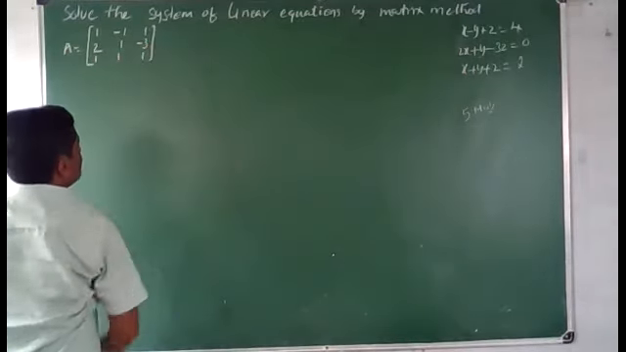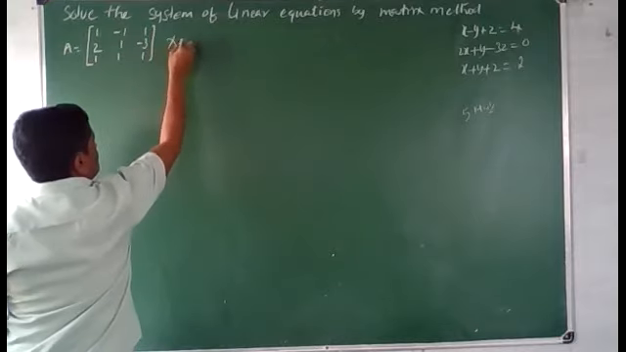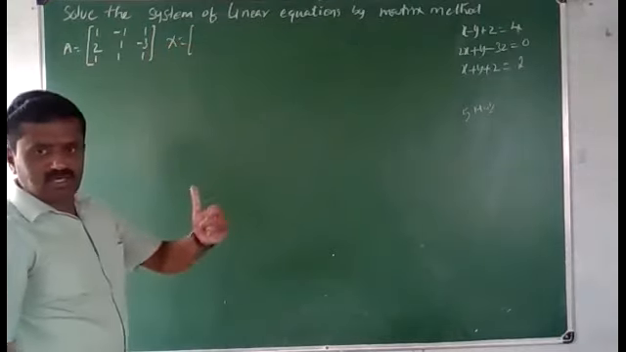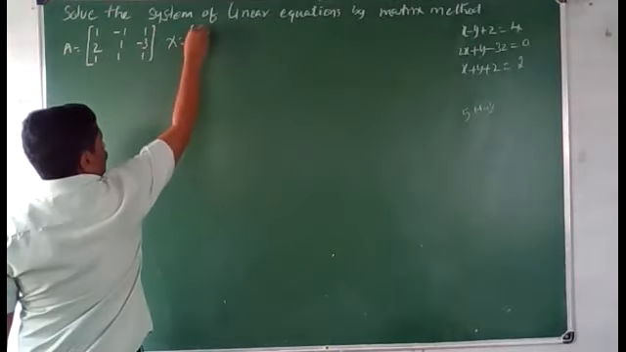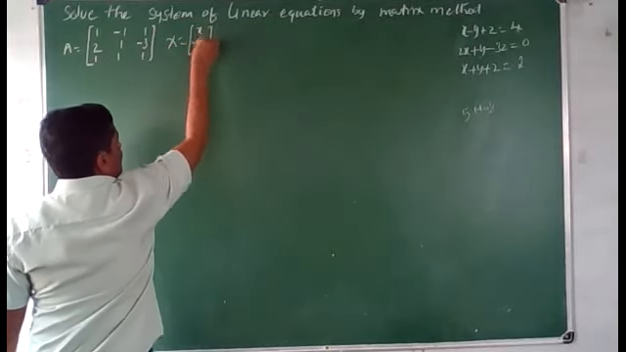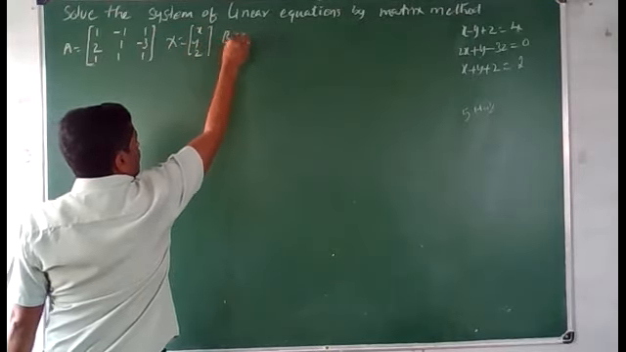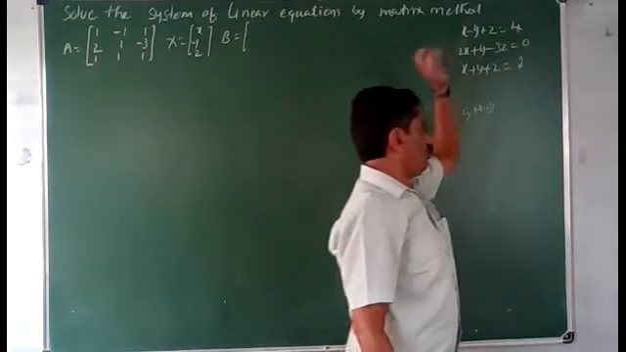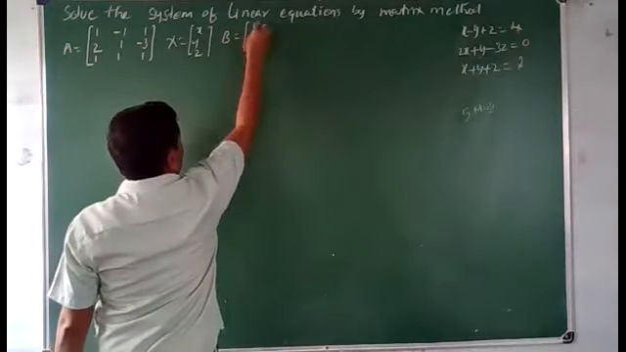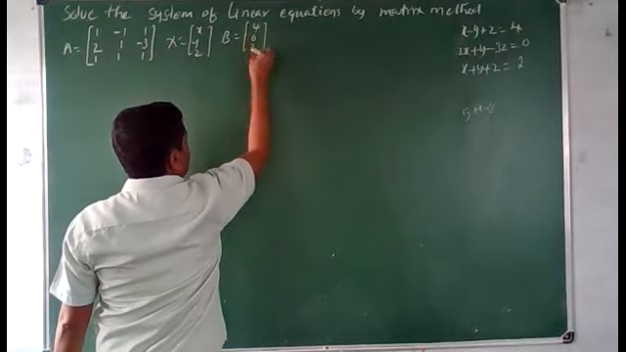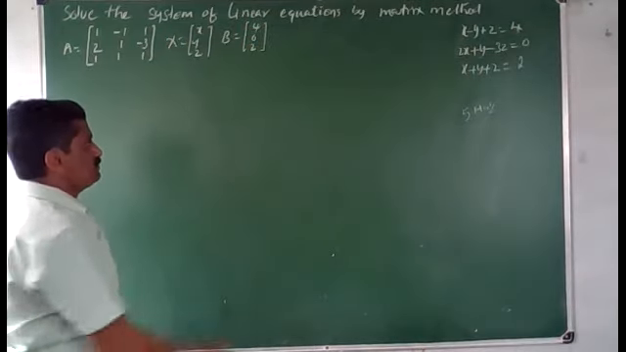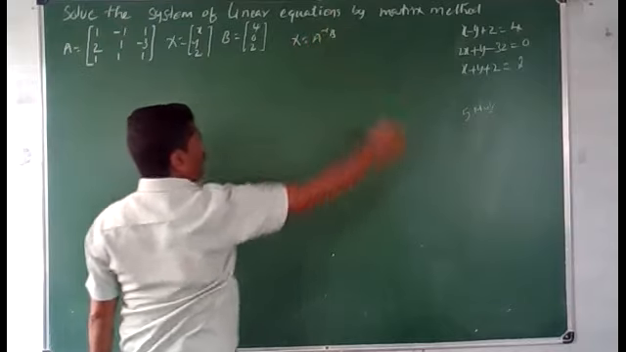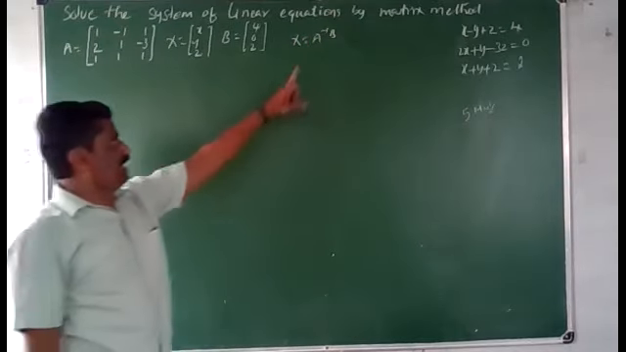Now write the constant matrix and the variable matrix. What is the variable matrix? That is X is equal to the variables. Here what are the variables? x, y, z are called variables. Therefore x, y, z. Write the constant matrix. What is the constant matrix? That is the constants which are in the RHS: 4, 0, 2. Okay. So now we need to find what, that is X is equal to A inverse into B. Now we need to find A inverse.